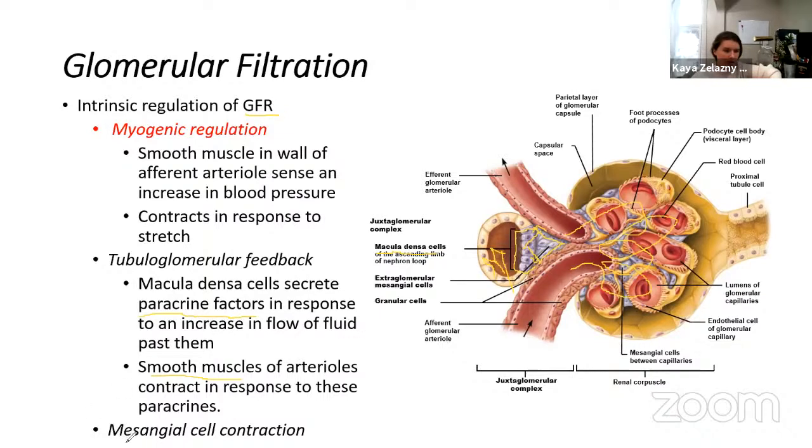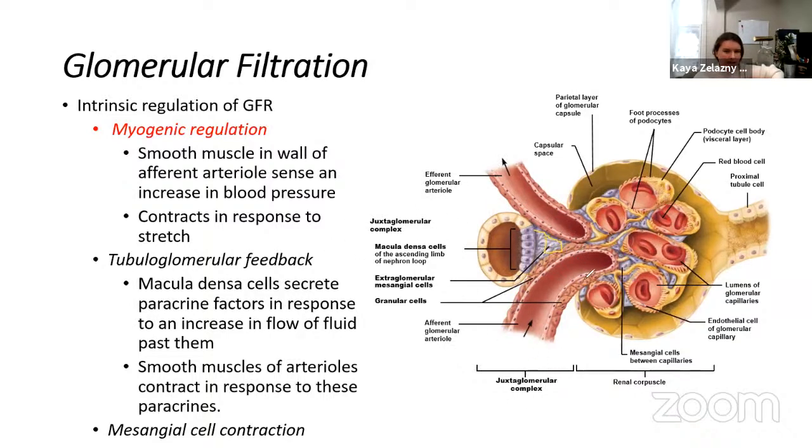The final thing on here is our mesangial cell contraction. Your book refers to this in two ways. One way is it says that this is decreasing the permeability of those capillaries. But then when it goes into detail, it gives you a little more of what it means. Our mesangial cells are right here, next to our macula densa cells. They are a modified smooth muscle, so they also respond to stretch. They're also sensing what's going on here in this juxtaglomerular complex.